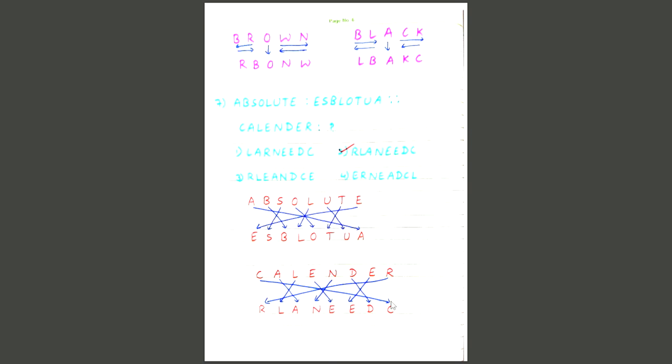First C comes to the last place and R comes to the first place. A and L interchange their places. AL becomes LA and EN interchange their places. EN becomes NE and DE interchange their places. DE becomes ED. So the option is second.